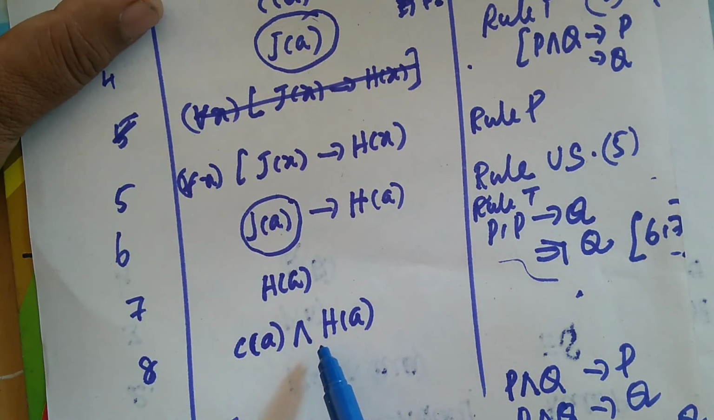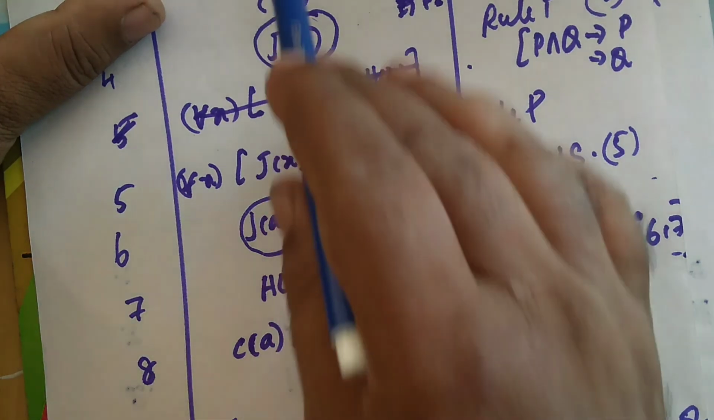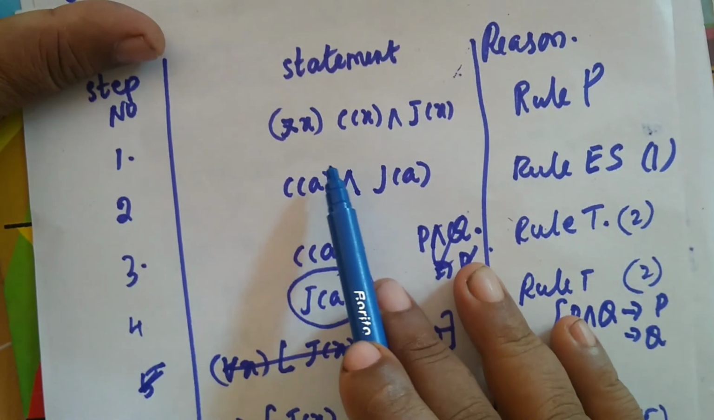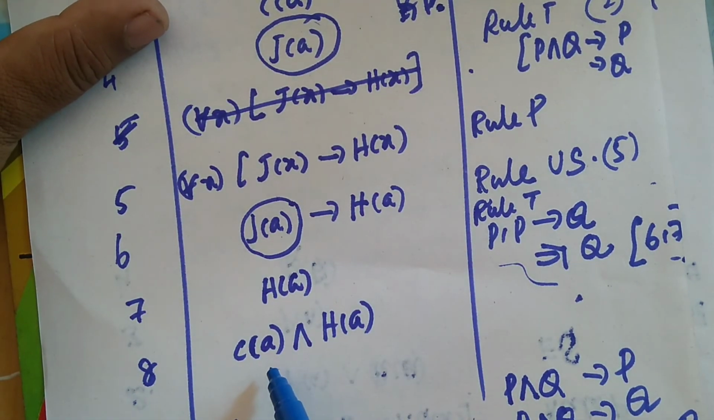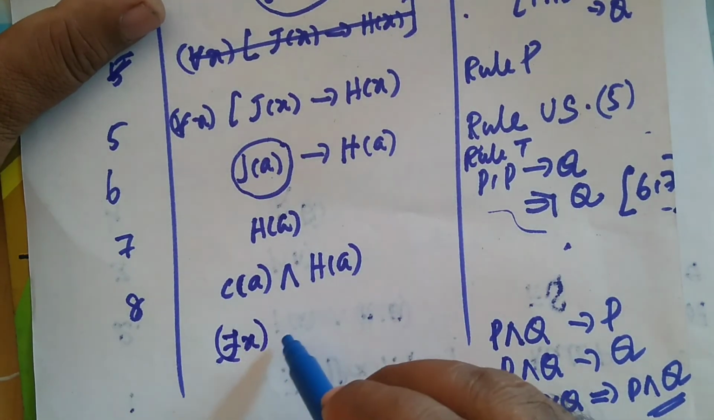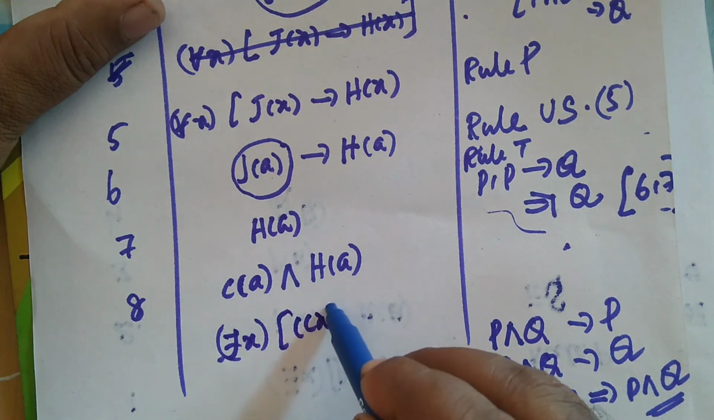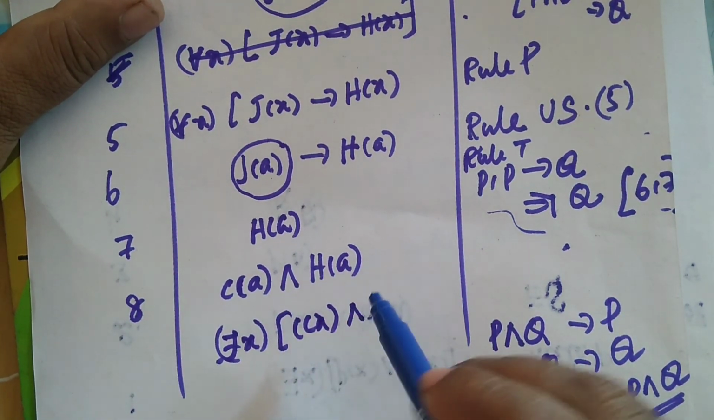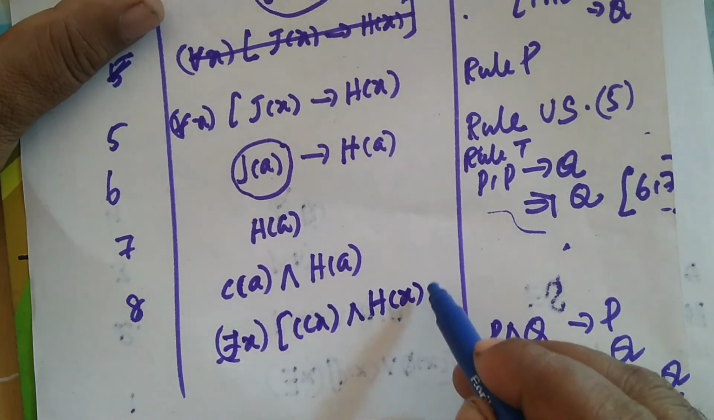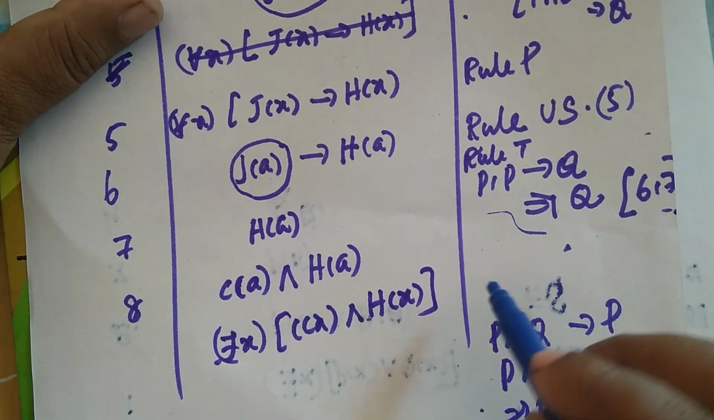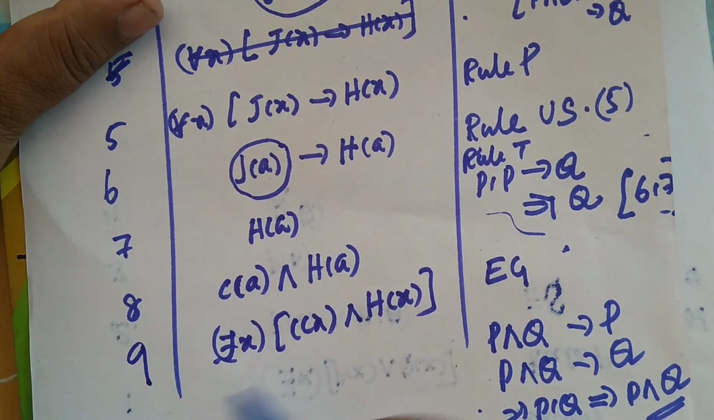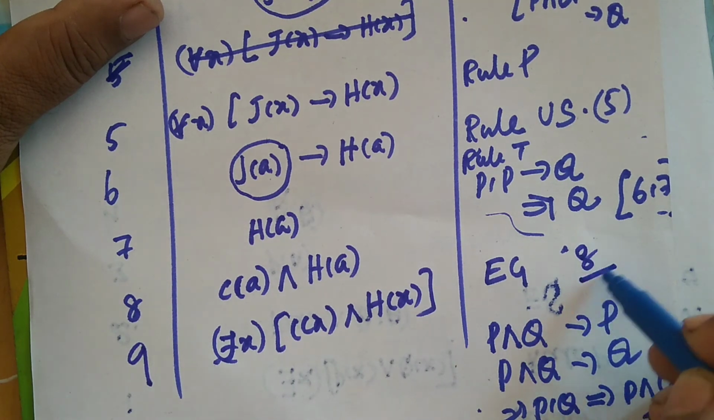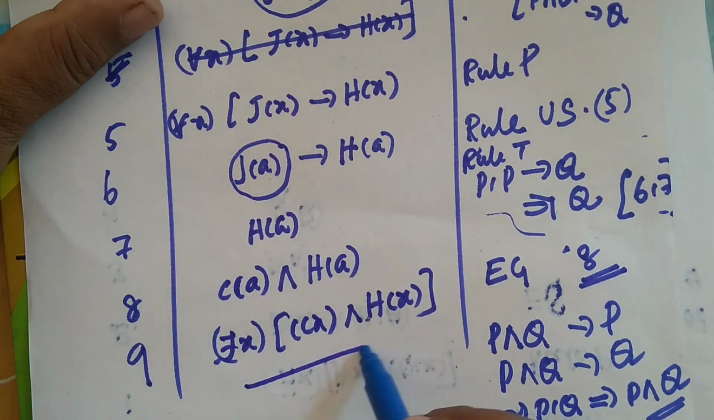So this is for some only, because these statements we fully took from there exists. So we can write this once again in reverse form, that is there exists x, C of x and H of x, by rule EG. So this is 9th. So this is from statement 8. So this is our required answer.